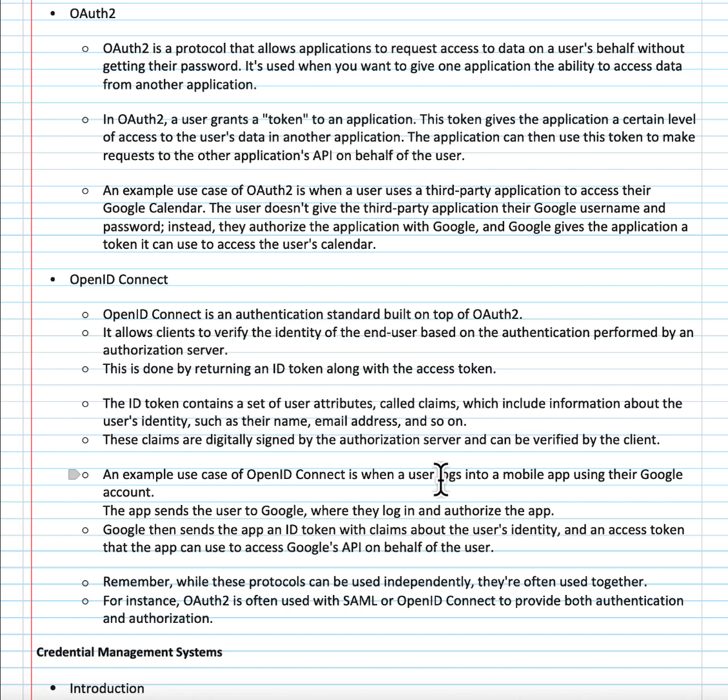Then Google will send the app the ID token with the claims, right? So claims is OpenID Connect, about the user's identity, and the access token that the app can use to engage Google's API on behalf of the user. So you can break that down: it's allowing you to get access to Google's API using your credentials, but the credentials you have are tied to OpenID.